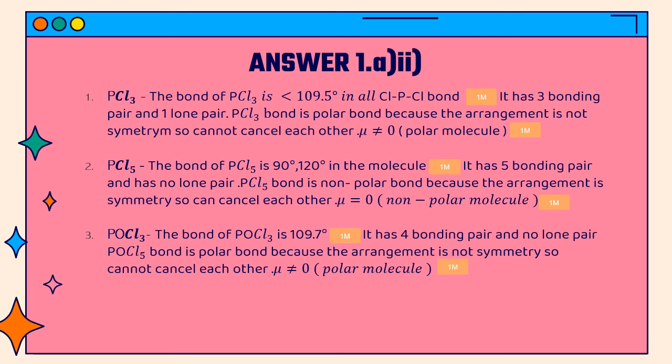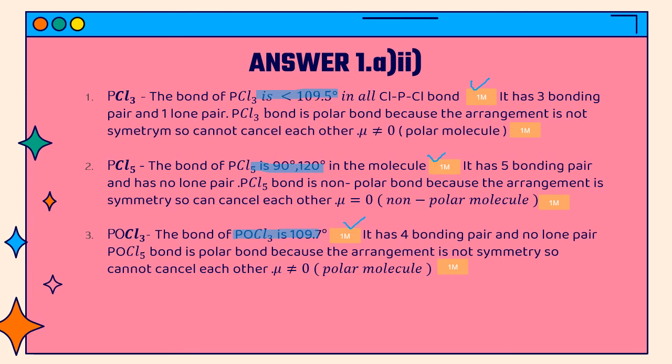The question: predict the bond angle and the polarity. Okay. First, state the bond angle for each molecule. State the bond angle for each molecule. Okay, we get 1 mark. Okay, settled. Second, for the polarity.